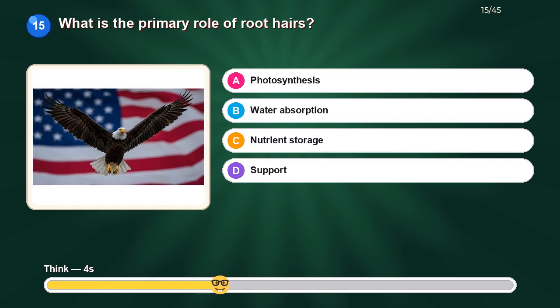Which of the following describes a flower with sepals that are free? Option A, gamosepalous. Option B, polysepalous. Option C, actinomorphic. Option D, zygomorphic. The correct answer is polysepalous.